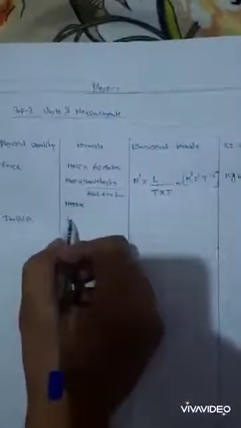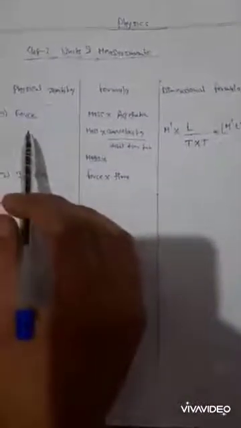Now we are taking the second physical quantity, that is impulse. So the formula of impulse is force into time. So students, please learn the formula of force because it's too important.